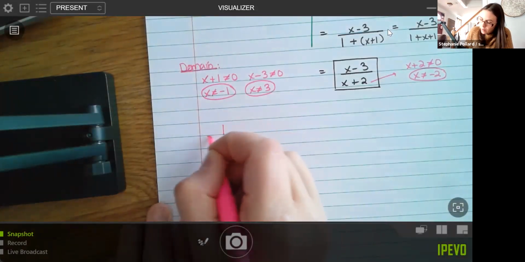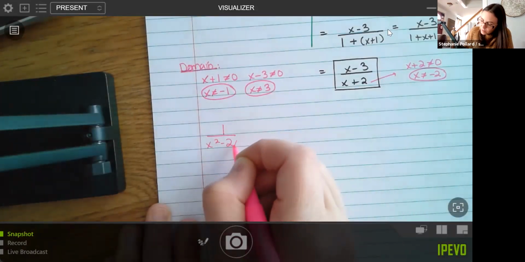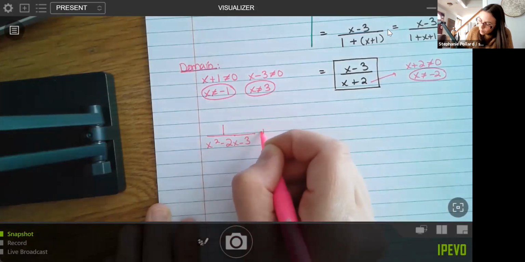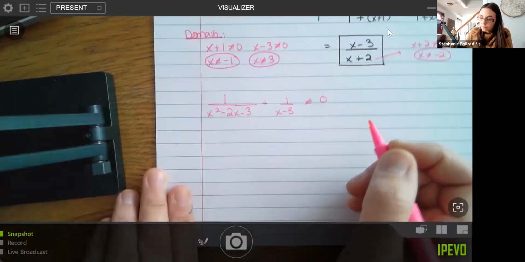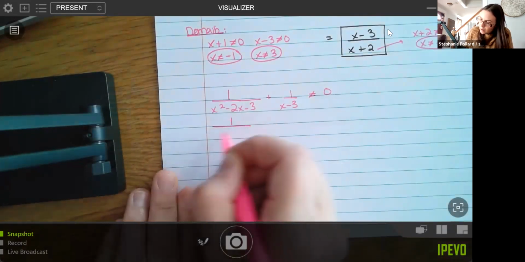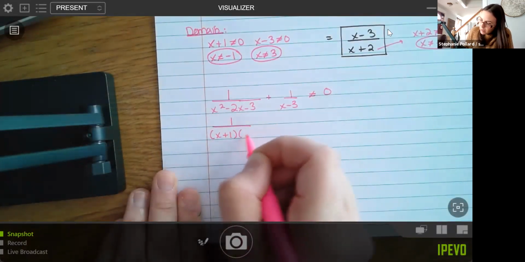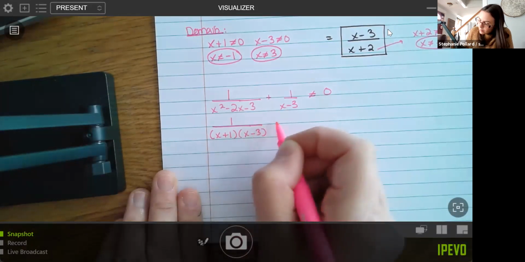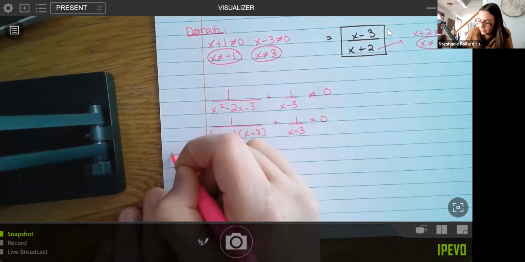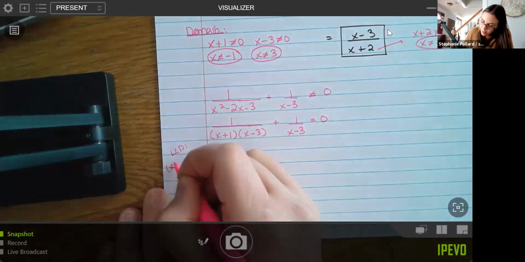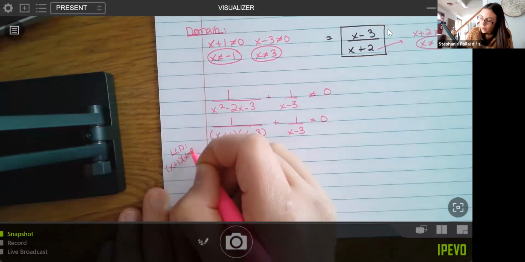You have that 1 over x squared minus 2x minus 3 plus 1 over x minus 3. And you need to make sure that this is not equal to 0 either. Well, that first part we saw factors into x plus 1, x minus 3. And then what you would do here is you would use your LCD of x plus 1, x minus 3 to go ahead and add these together.